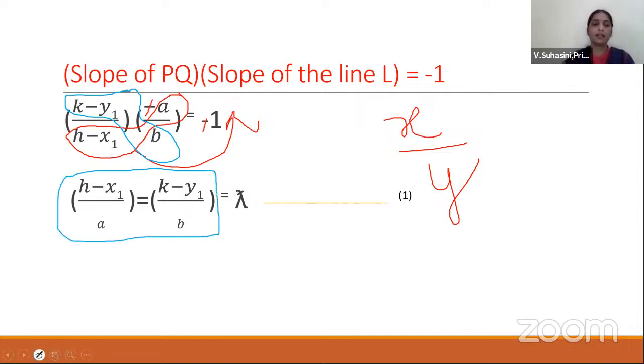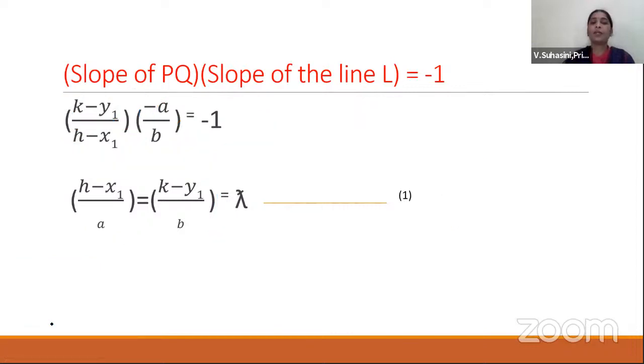Both are equal. Both are equal to which value? We don't know. Let that value be lambda, some constant. Now our aim is to find out what is the value of lambda. Is this clear, children? Now, a equal to b equal to c, in the sense, a is equal to c and b is equal to c. h minus x1 by a is equal to lambda and k minus y1 by b is equal to lambda.